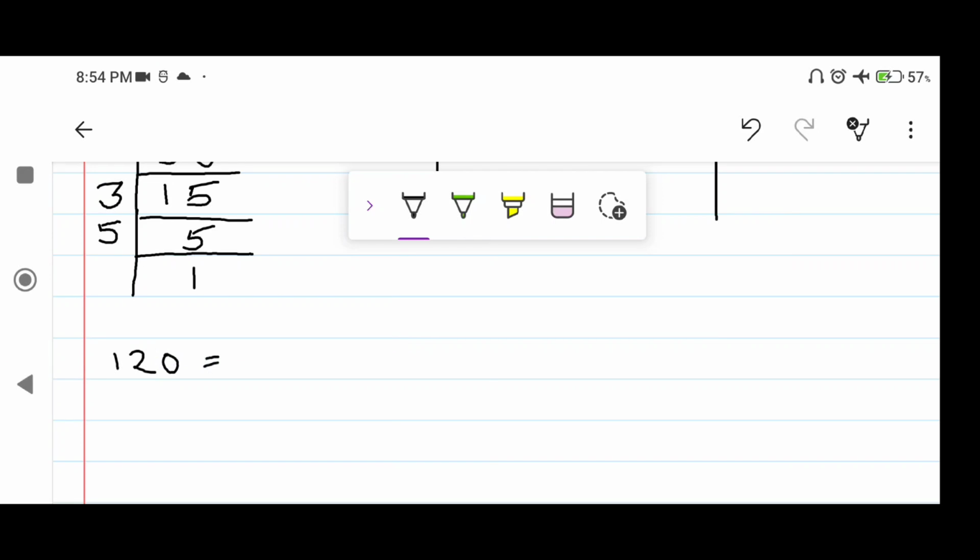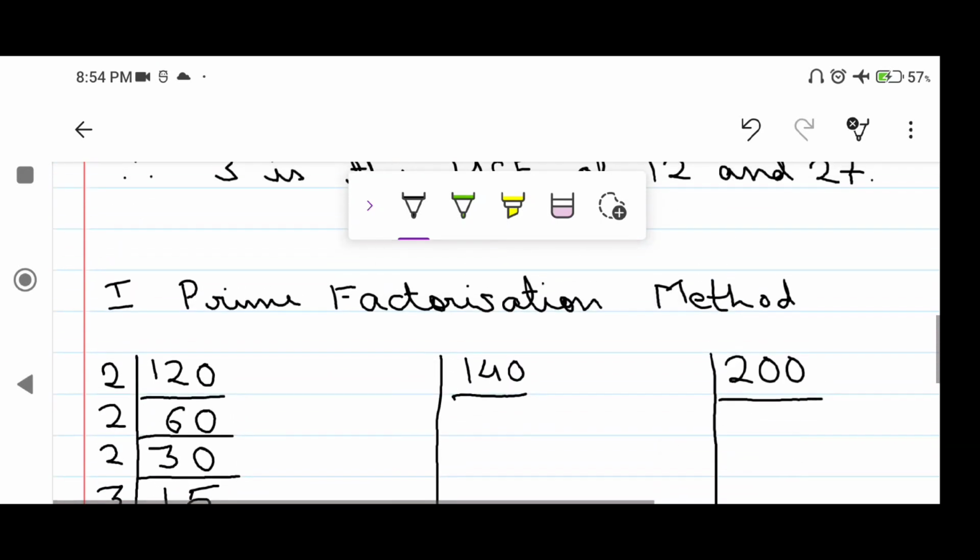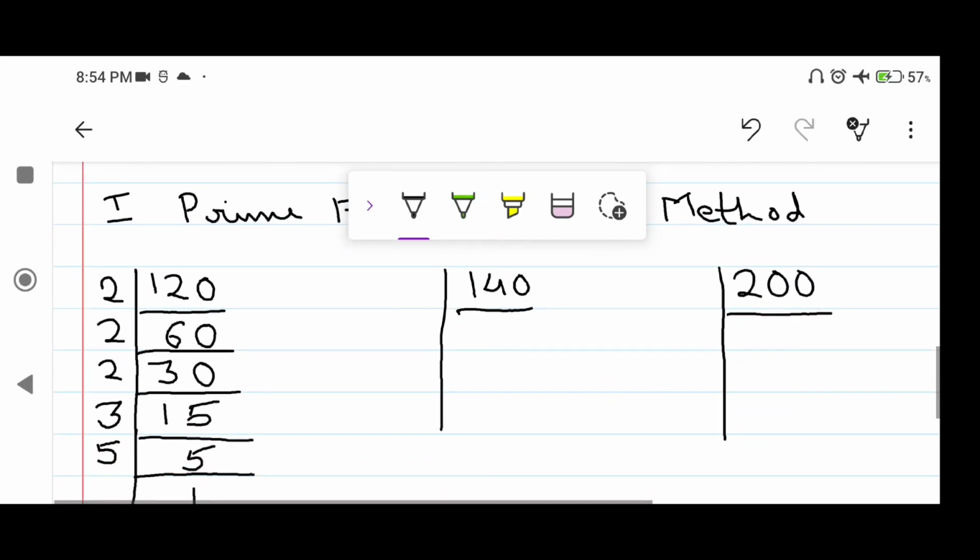It is 2 into 2 into 2 into 3 into 5. These are the factors of 120. Now let us move back to 140 and find out its factors. Again 140 is an even number. So we shall take 2.